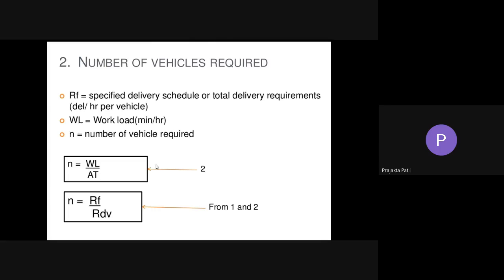Number of vehicles required can be given by workload upon the available time, or there is one more equation, that is the specified delivery schedule or the total delivery requirement upon the delivery rate per vehicle. So these are the two equations which will help you to find the number of vehicles required.